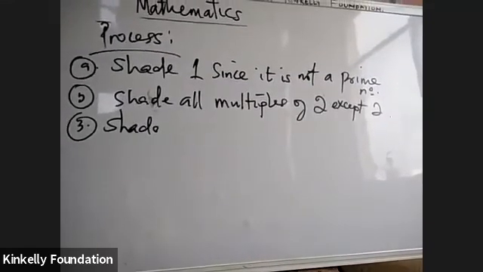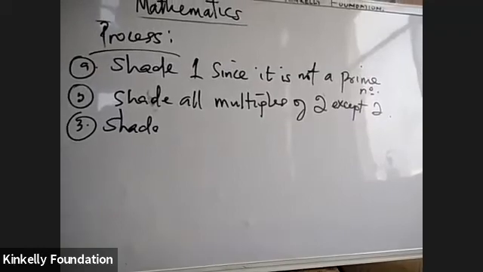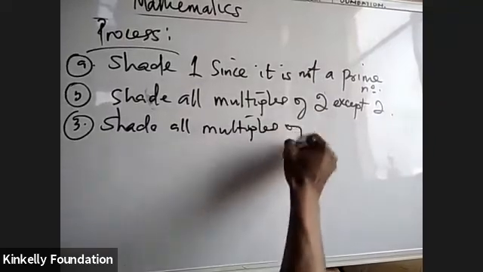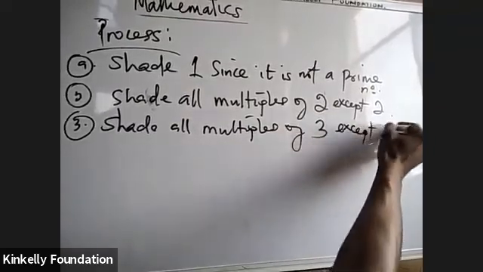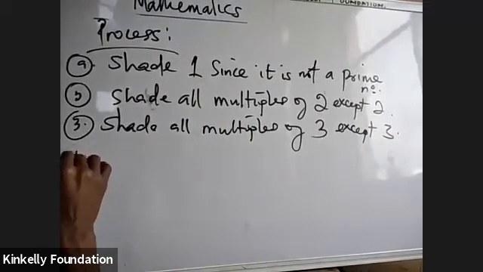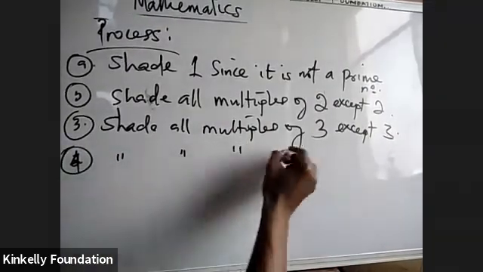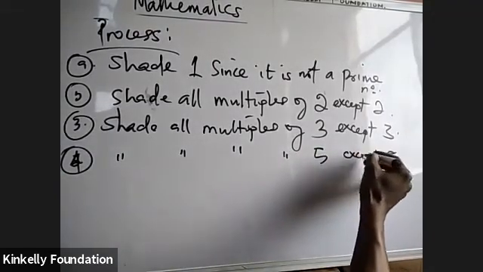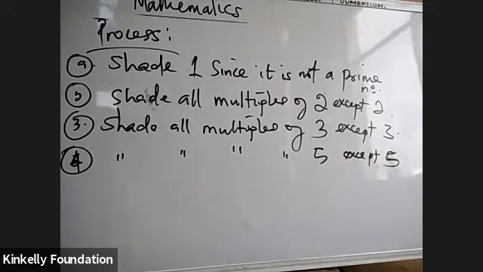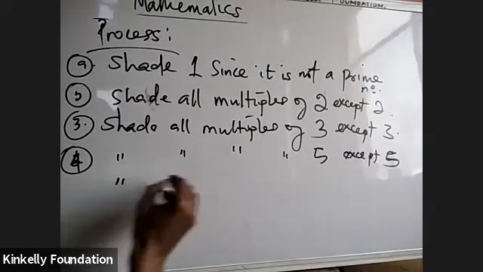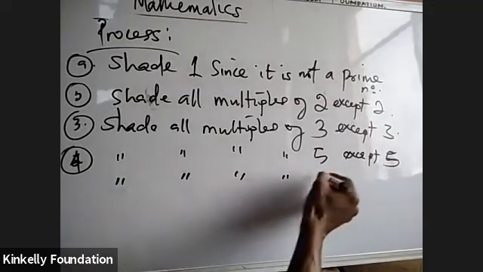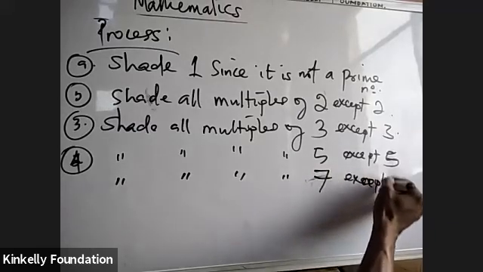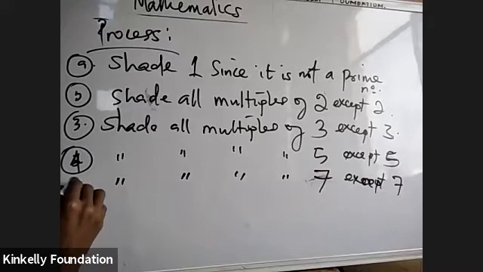You shade all multiples of 2 except 2 because 2 is a prime number. Shade all multiples of 3 except 3. Now the same thing you also do for 5. Shade all multiples of 5 except 5. Now you also shade all multiples of 7, like 14, 21, 63. Multiples of 7 except 7. And this is the 5th one.